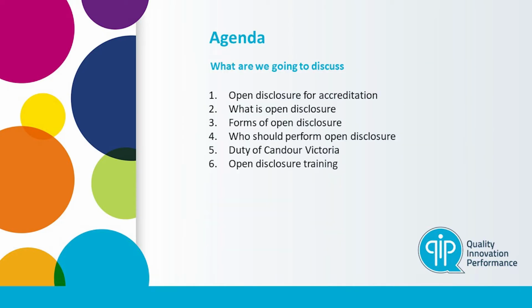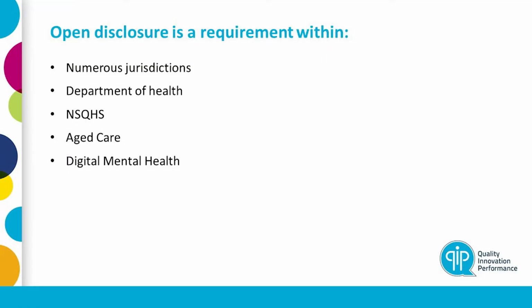Today, we'll go on to the next slide. The agenda that we're going to look at today, we're going to talk about open disclosure for accreditation. Then we're going to discuss what is open disclosure, the different forms that it takes, because a lot of people think open disclosure is only for very serious incidents and complaints. Who should perform open disclosure? Then I want to talk about the duty of candour in Victoria. Now, if you're not in Victoria, I still want to talk about it because I think it's a really good system they've got there, and you might want to have a look at that for your organisation. And then open disclosure training.